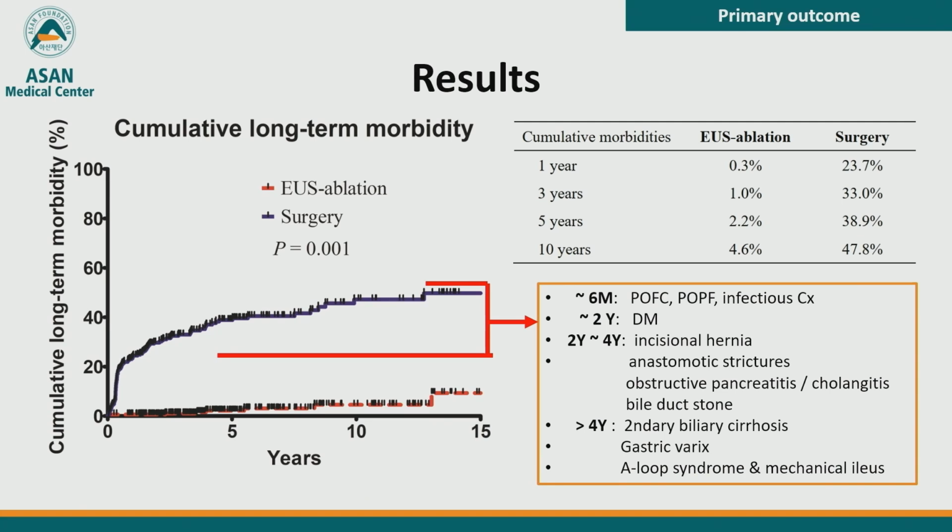During this late period, there are various types of complications. The pancreatic jejunostomy sites and the choledochojejunostomy site are quite vulnerable, so obstructive pancreatitis or cholangitis, bile duct stone formation, and finally secondary biliary cirrhosis or varix formation are all possible complications.